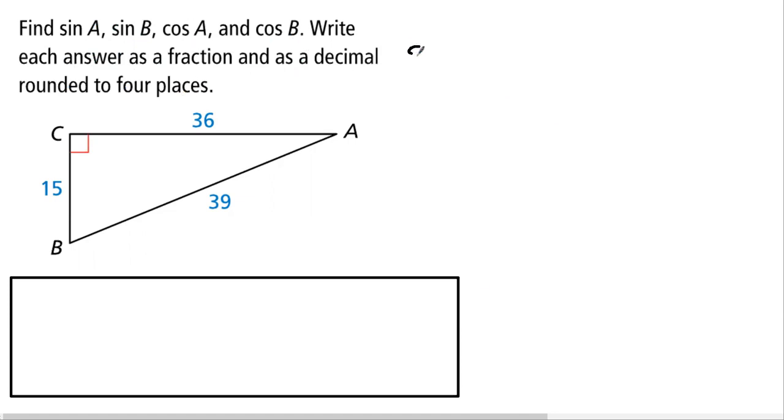So I'll write sine of angle A. And remember that, so here's angle A right here. My sine is always going to be based on the SOHCAHTOA idea. So let's write that. My sine is always my opposite side over my hypotenuse.